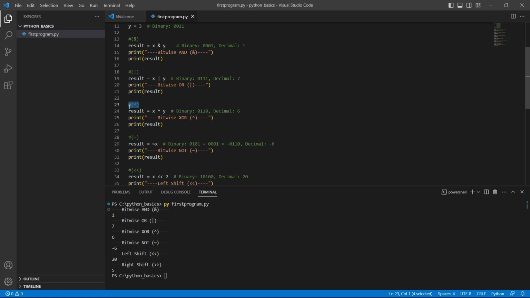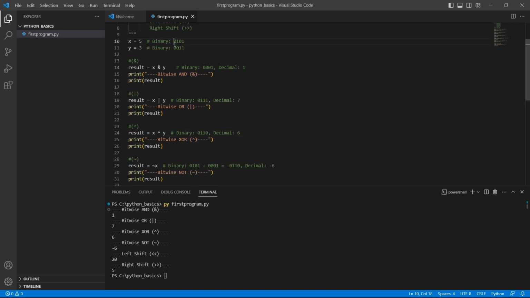Bitwise XOR returns a new number where each bit is set to 1 if exactly one of the corresponding bits of the operands is 1. In this case, first digit of both operands is 0 and last digit of both operands is 1. So the first and last digit will be set to 0. Only if one of the operands is 1, then the output will be 1.